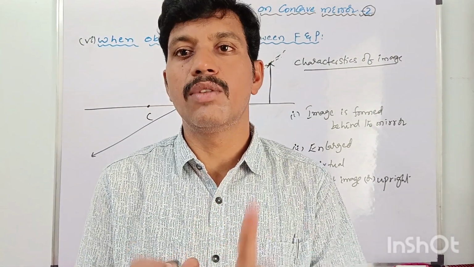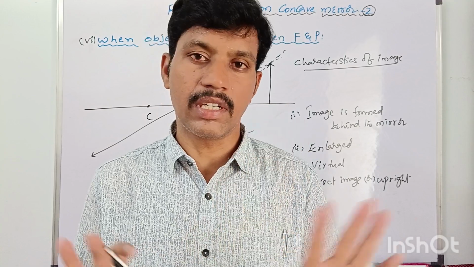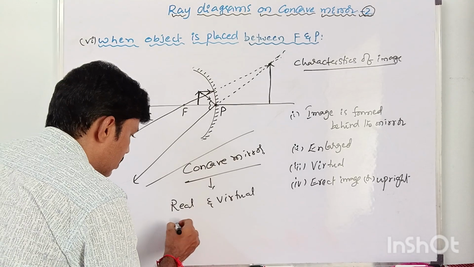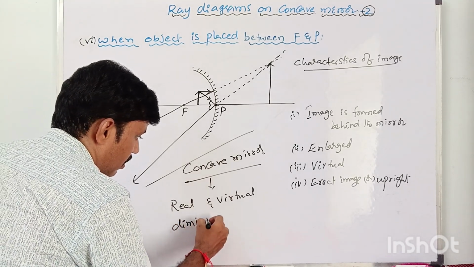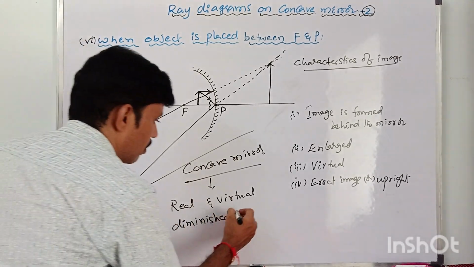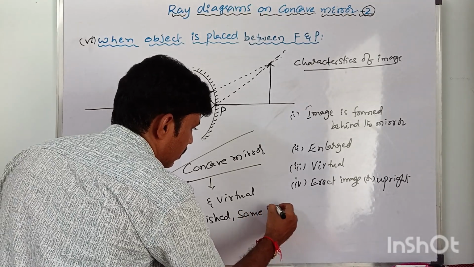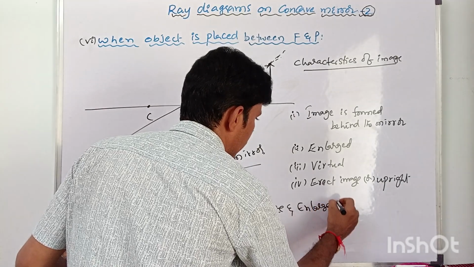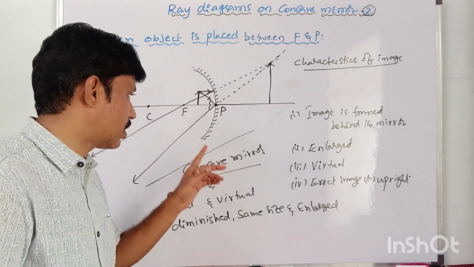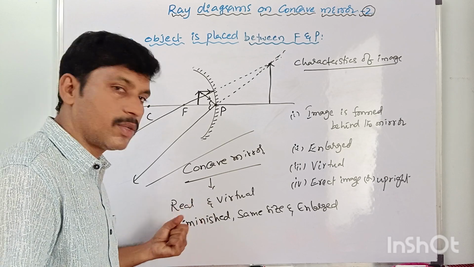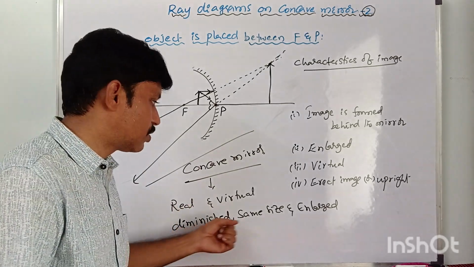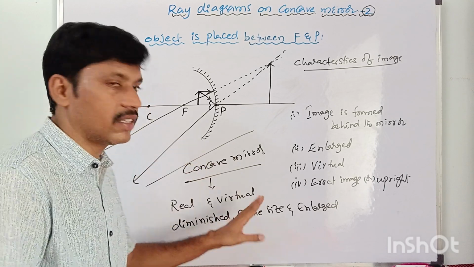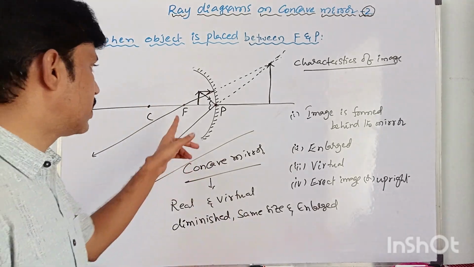Clear? Done. Now one more point. A concave mirror forms diminished, same size, and also enlarged images, depending on the object's position. When the object is placed exactly at the center of curvature, we get a same-size image. Otherwise we get diminished or enlarged images.